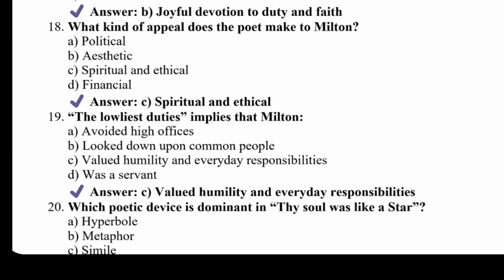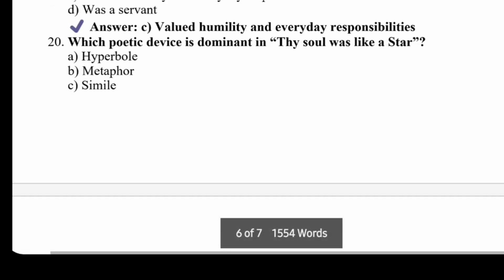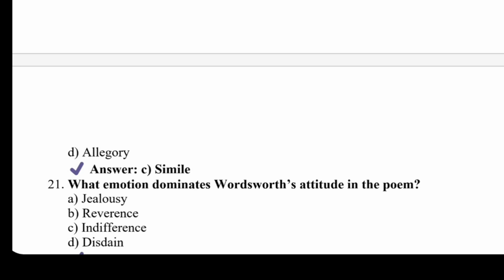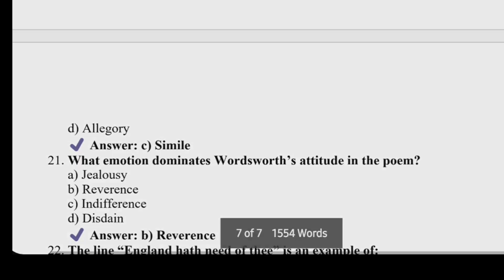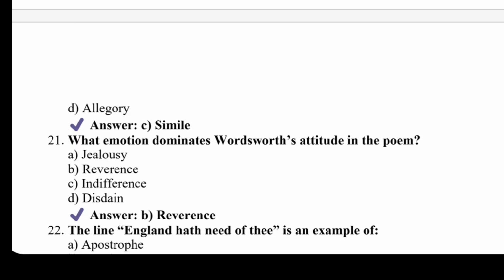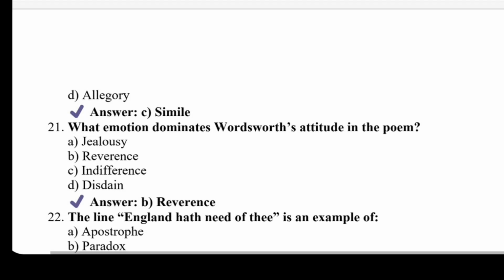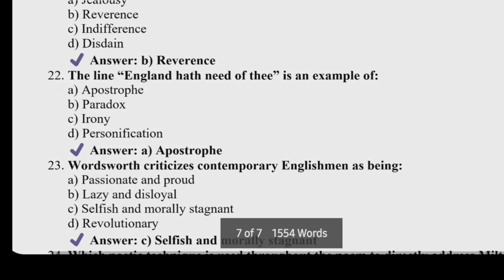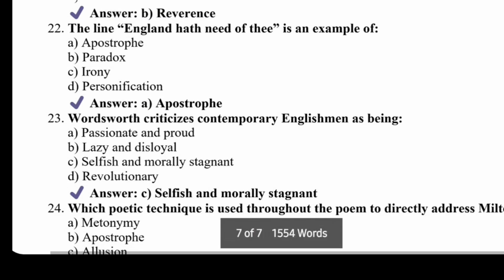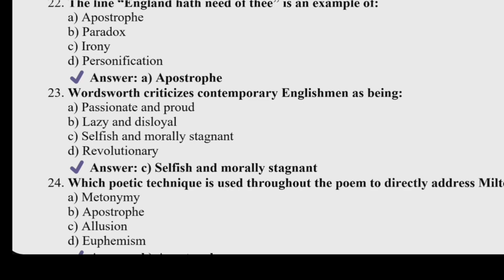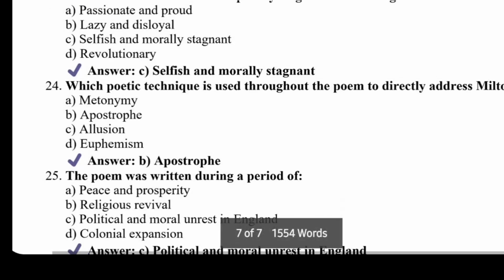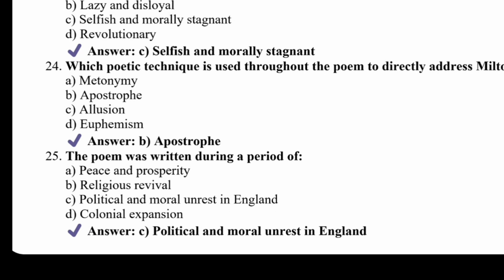Which poetic device is dominant in "Thy soul was like a star"? It is a simile. What emotion dominates Wordsworth's attitude in the poem? The line, "England had need of thee," is an example of apostrophe. Wordsworth criticizes contemporary England as being selfish and morally stagnant. Which poetic technique is used throughout the poem to directly address Milton? The apostrophe. And the last question, the poem was written during the period of political and moral unrest in England.